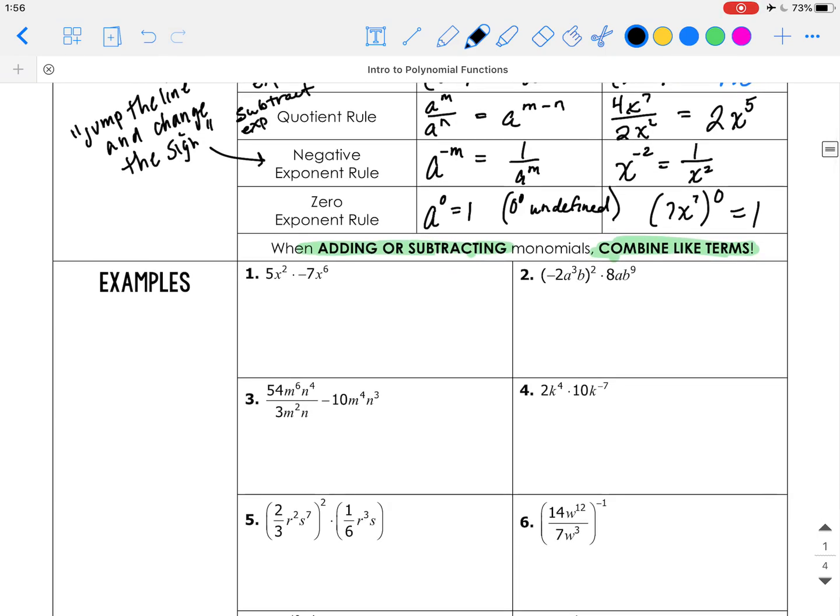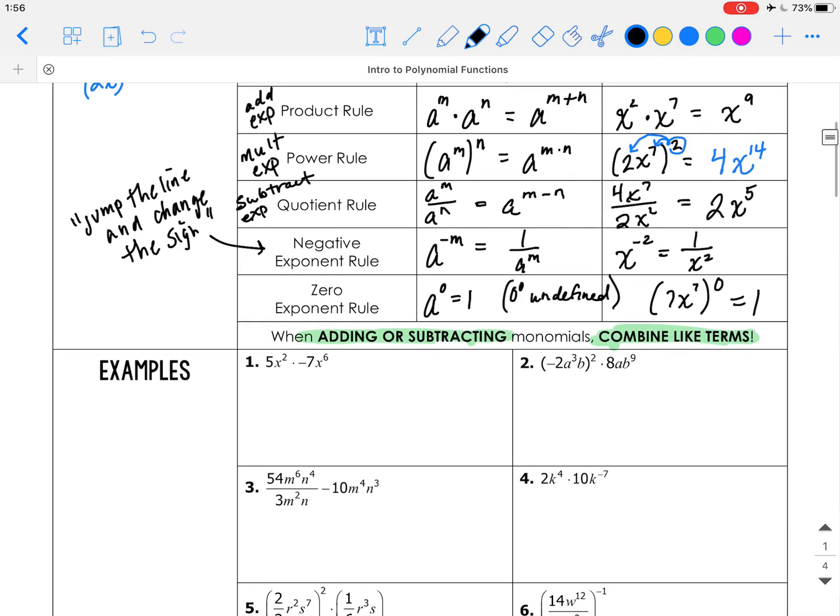So let's look at number 1. I have a multiplication problem, right? So I'm going to be using the product rule on my exponents, but my numbers in the front, I'm going to treat them like normal. So we have 5 times negative 7, which will give me negative 35. And now I want to work with my exponents. Well, we know we have the product rule here, so what I have to do is add them. So x squared and x to the 6, so 2 plus 6 gives me 8. And we're done.